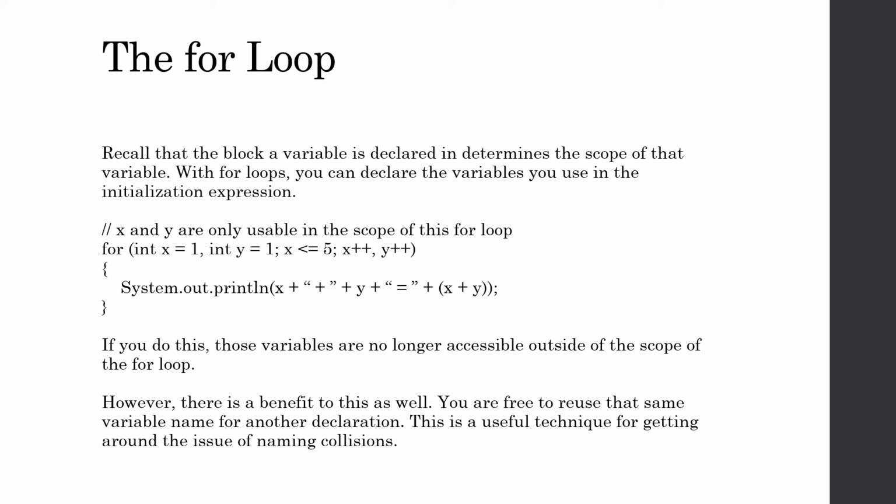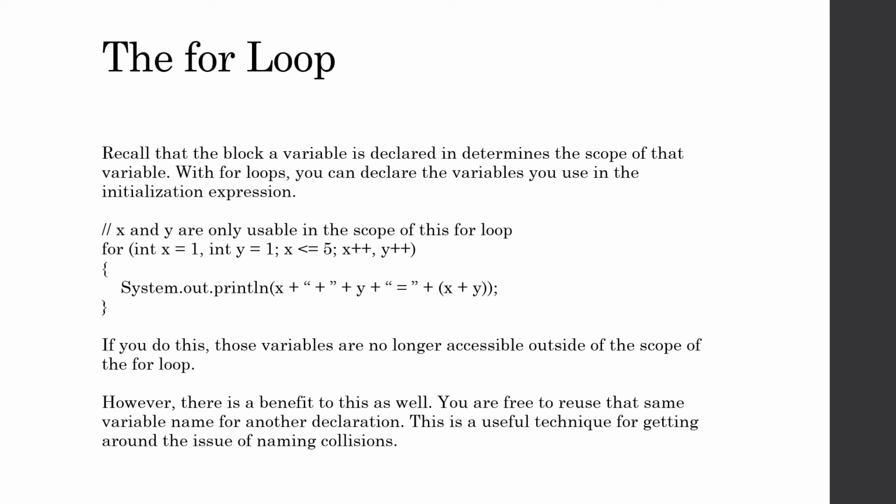So once we are done with this for loop, we move on to the next part of our program. Essentially, those variables are removed, or we just don't care about them anymore. What that means is that we could actually go ahead and reuse those variable names that we gave them so that we can avoid naming collisions.